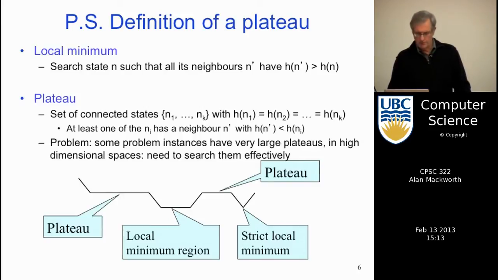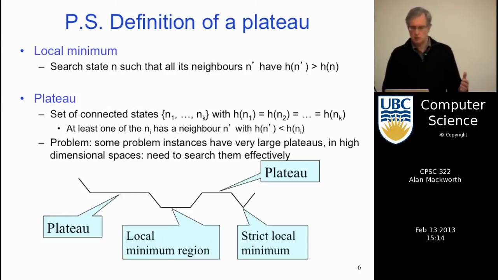But what's also very common is this idea of a plateau, which you can have various kinds. You could have a plateau which is next to a minimum region, and then it goes up, or you could have a plateau where you could go down on the other side. And so these are very common in very high-dimensional spaces. Some problem instances have very large plateaus in high-dimensional spaces, and so we need ways to search them effectively.